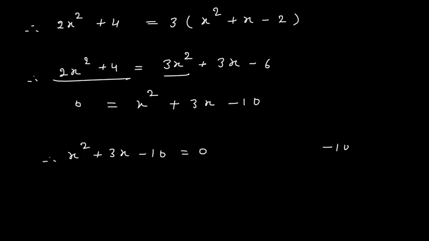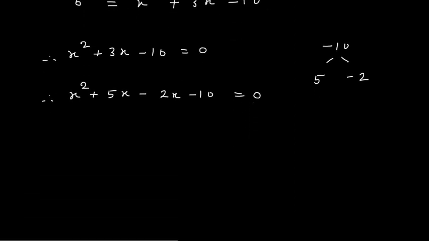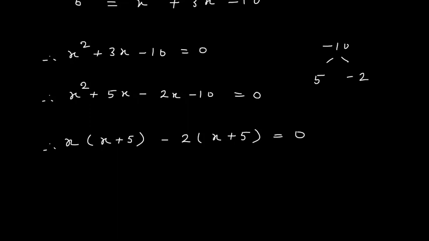Now this minus 10 I will take to factor. So 5 twos are 10, yes. So plus 5 and minus 2. Okay. So therefore I will write this as x square plus 5x minus 2x minus 10 equal to 0. Now if I take x common, I will get x plus 5, and here I take minus 2 common, so here again I have x plus 5 is equal to 0.